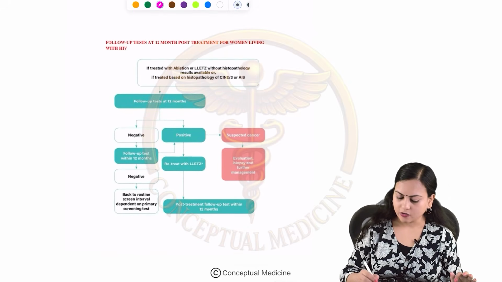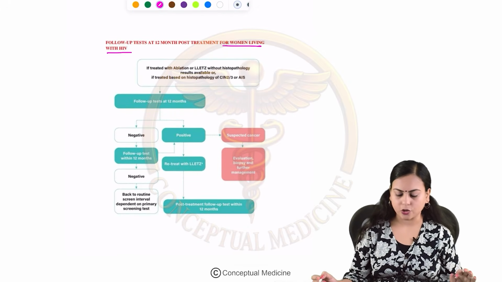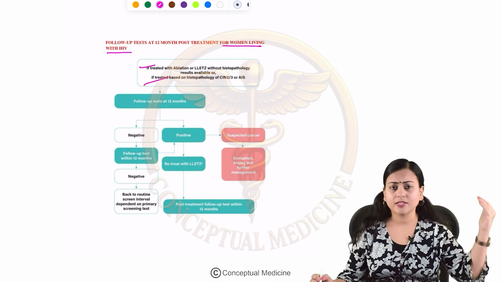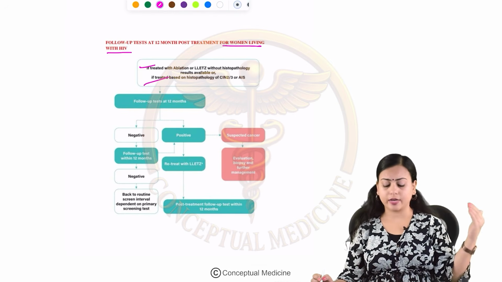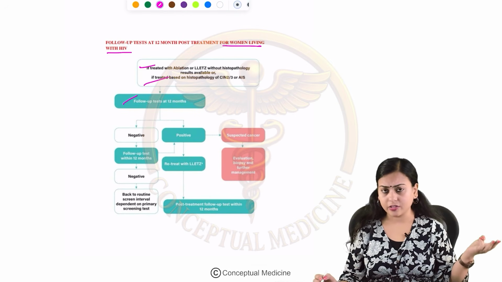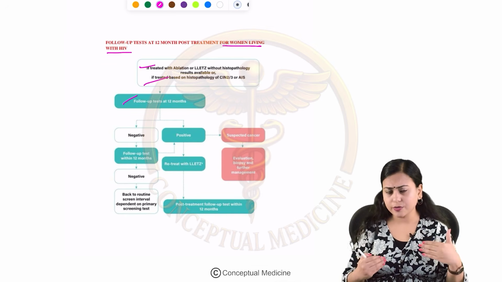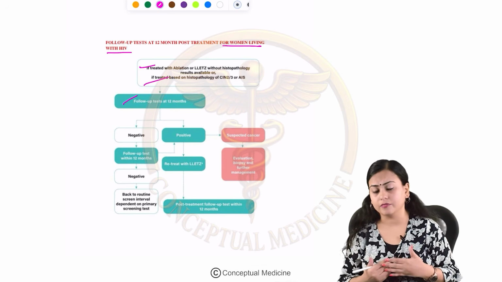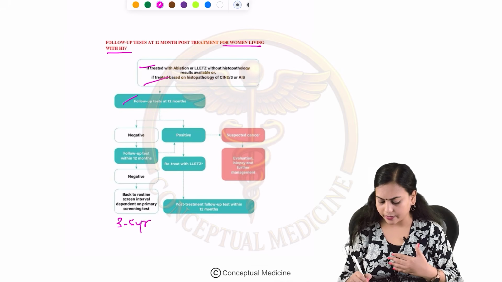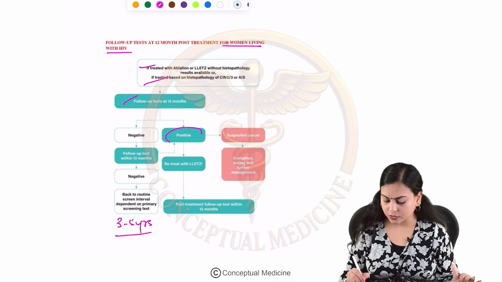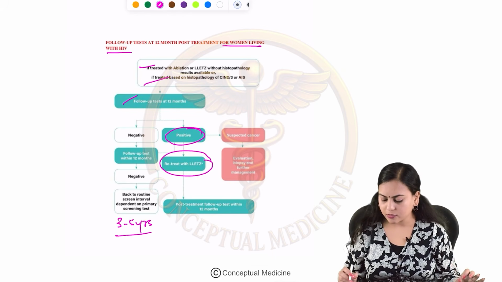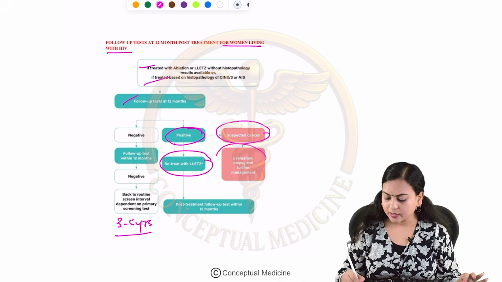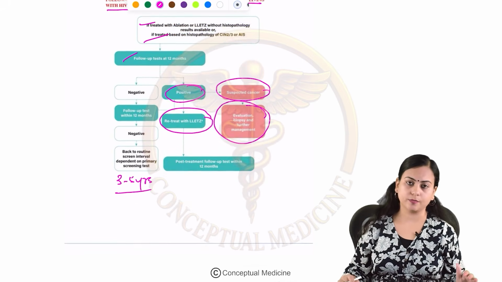Yes. Now this is for women living with HIV. She will also be treated with ablation or LEEP, or if treated based on histopathology for CIN2 or 3 or AIS, then you will follow her up after 12 months. If it is negative, she will be repeated after 1 year again. If that is also negative, then her routine screening will come, that is once in every 3 to 5 years, right? And if it is positive, she will be retreated with LEEP, and post treatment follow up will be done again in a year. If suspected cancer is there, then depending upon the biopsy, the management plan will differ.